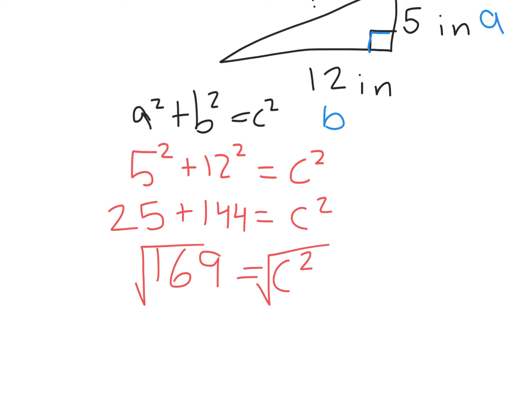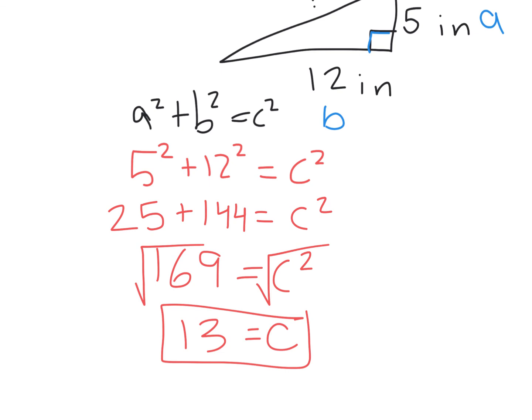On the right here, the square root of C squared is just C. And on the left here, the square root of 169. Well, I'm just going to put that into my calculator, 169, and take the square root, and the calculator tells me that the value is 13. So we solved here for the missing side length of 13.